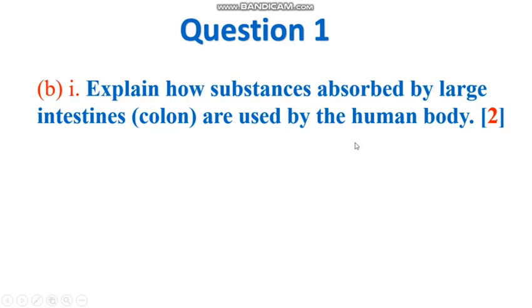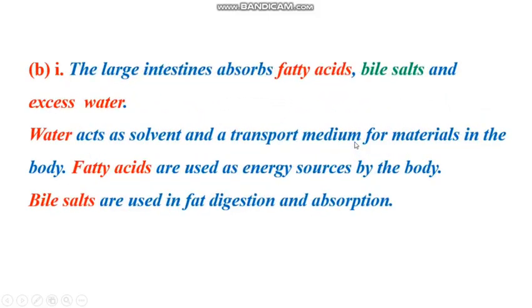So here we can write our answer in essay form as the large intestines absorb fatty acids, bile salts, and the excess water. Water acts as solvent and a transport medium for materials in the body. Then fatty acids are used as energy sources by the body. The bile salts are used in fat digestion and the absorption. So this is how we can answer our question B1.